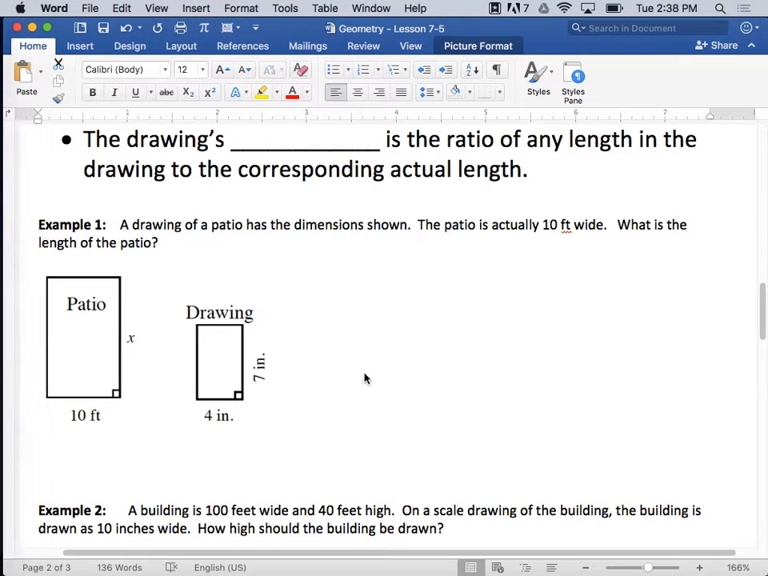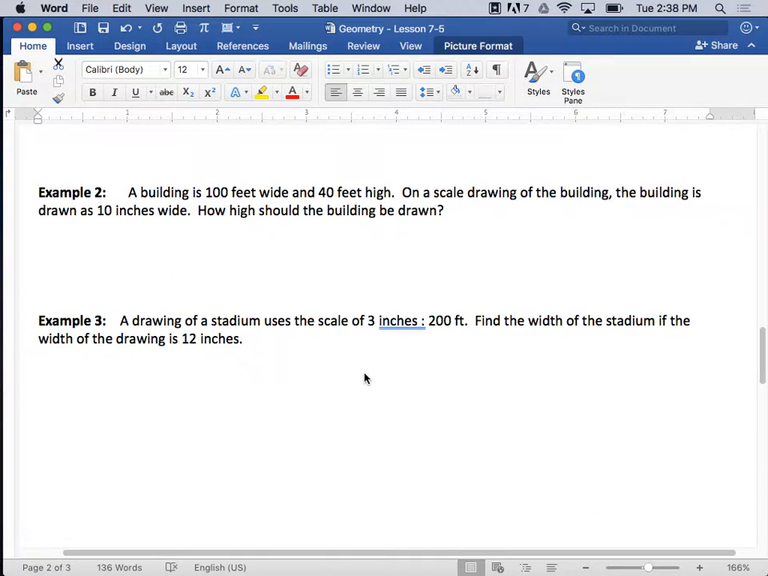All right, shh. Now go ahead and do example 2. Guys, do example 2. This one doesn't have a picture, so it's up to you to draw it.